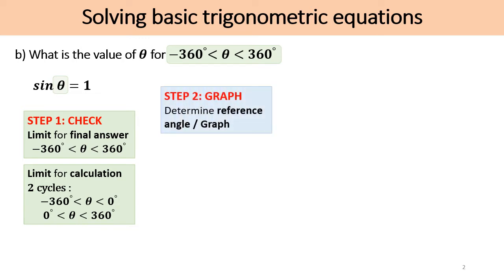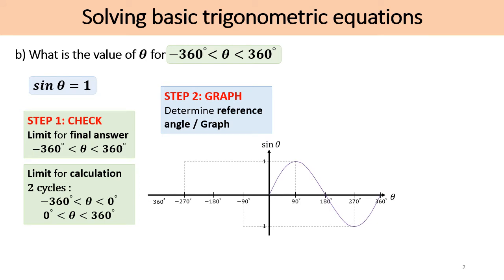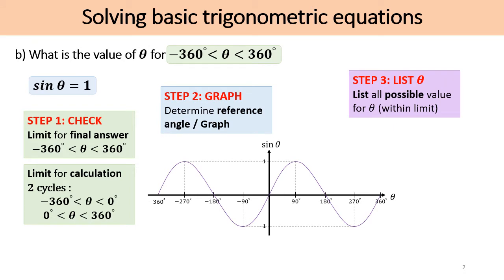So now we draw our graph for sine theta, but our graph will be in two different positions: the first one in the positive position, the other one in the negative position. Next is to identify all the possible values for theta. We have two different possible values: the first one is 90 degrees and the second one is negative 270 degrees. So that will be our final answer, which is theta is equal to negative 270 degrees and 90 degrees.